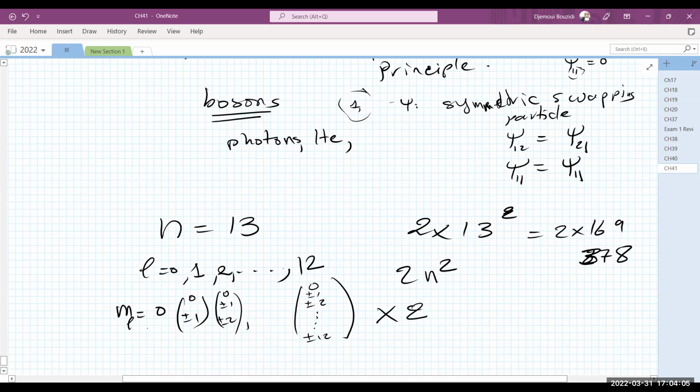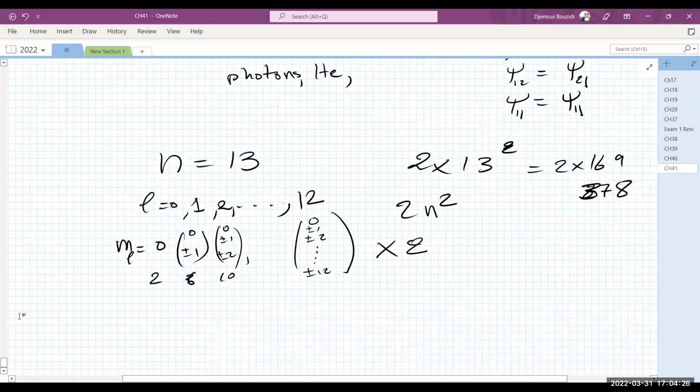In the ml equals 0 case, I can have 2 spins, spin up or spin down. So that is 2 values. In here, instead of 3, I have 6 actually. So I have 2 in here, 6 in here, 10 in here, and so on and so forth, all the way to here. I don't know how many I have, I really have to count each and every one of them. So here is the formula then. It's these odd numbers that I have to add all the way to n minus 1, times 2 at the end of the day.